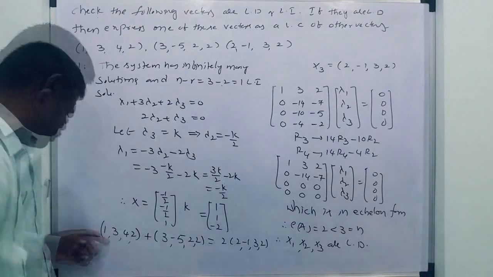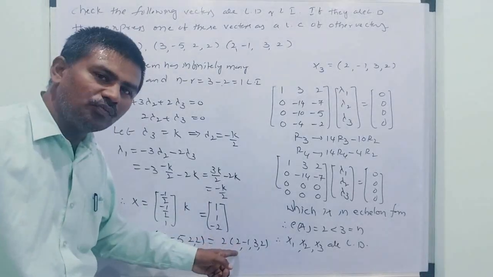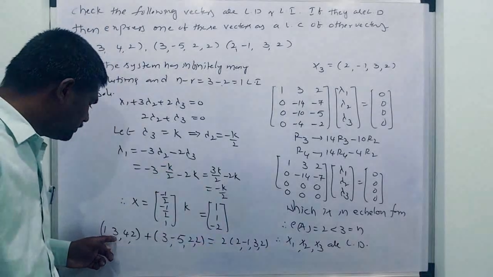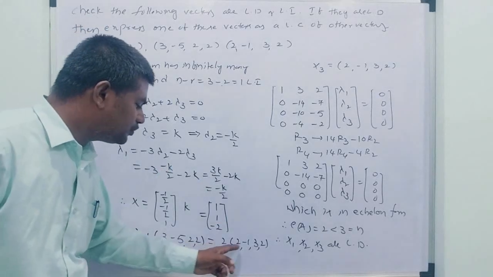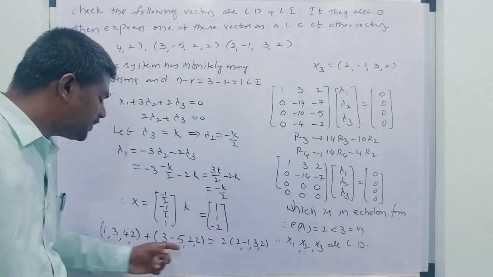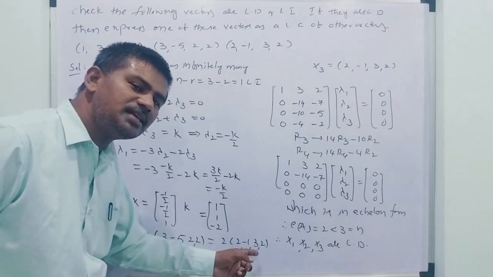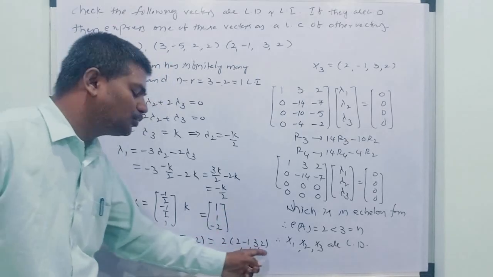Let me take 1 plus 3, 4. 2 2s are 4. Balanced. And 3 minus 5, minus 2. 2 into minus 1, minus 2. 4 plus 2, 6. 2 3s are 6. 2 plus 2, 4. 2 2s are 4.